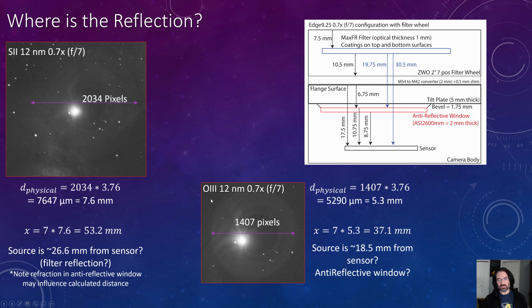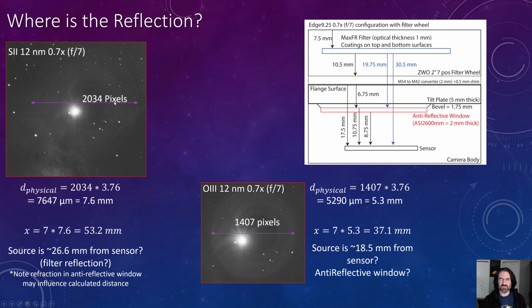When we go over to the oxygen-3, the reflection was a different size. In this case, it was about 1,407 pixels. And if you look kind of hard, there's almost like an interior; you can see the secondary mirror reflected here and a second one here that's maybe of a different size. So there might be multiple reflections going on in here. When we take it through the same calculation, we get that the source is about 18.5 millimeters from the sensor, which is going to correspond to some of the reflections that you might see associated with the sensor to the bottom of the anti-reflective window.